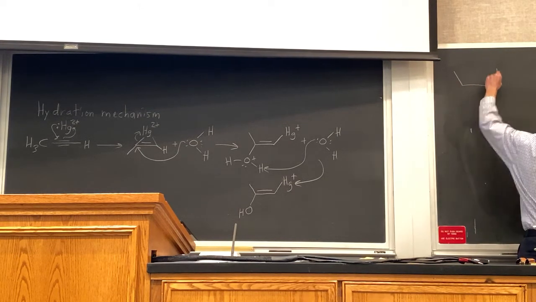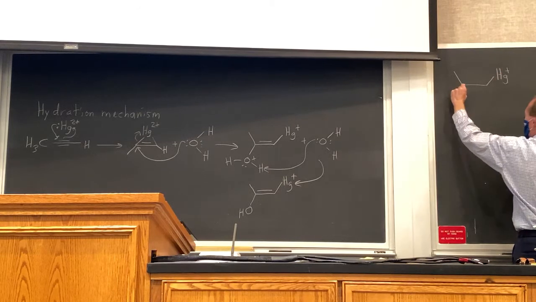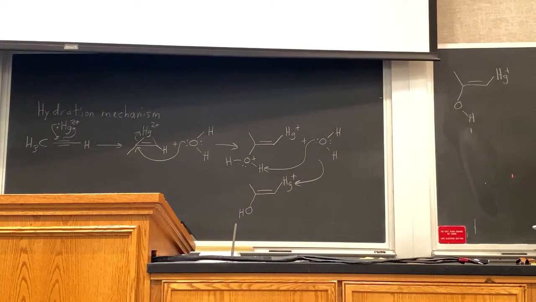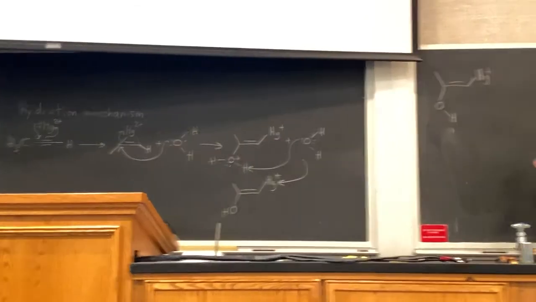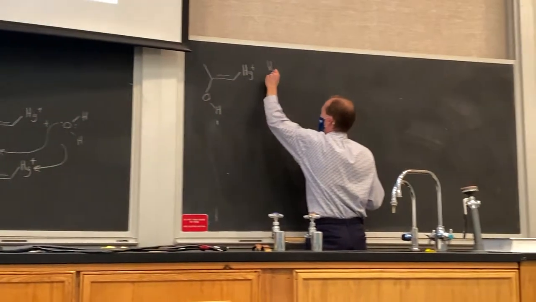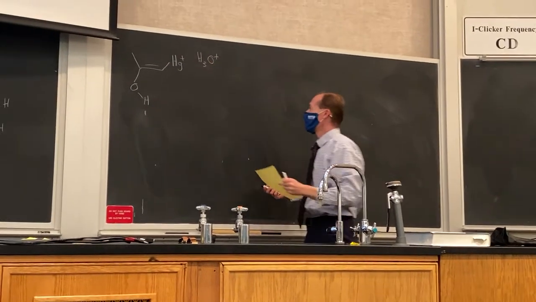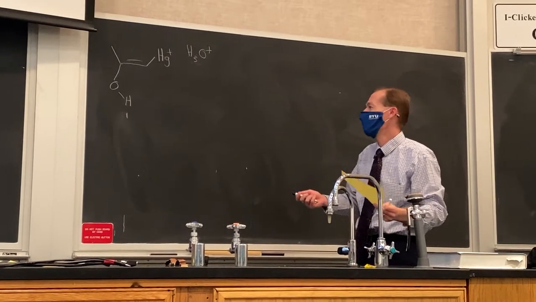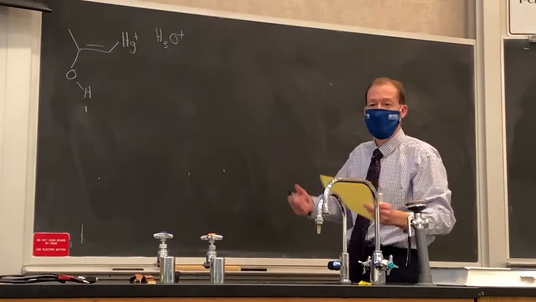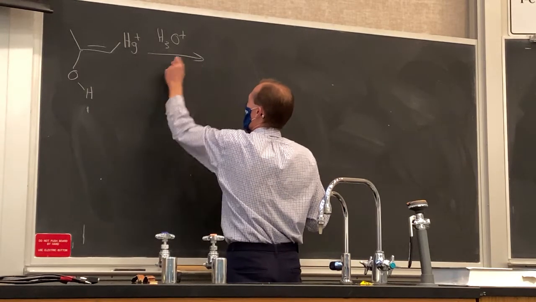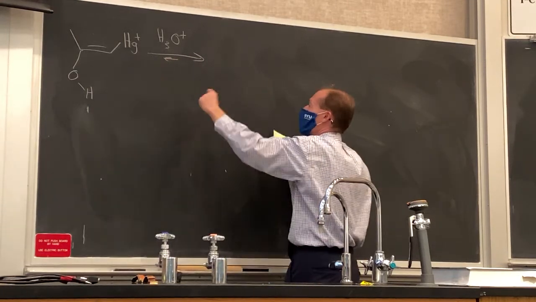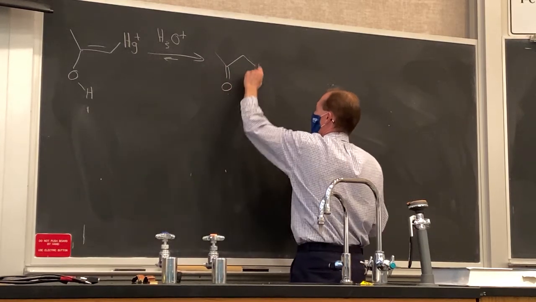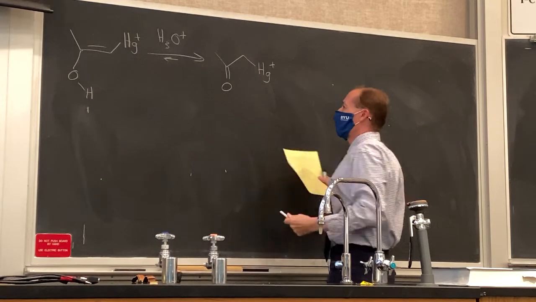So this enol has a mercury ion attached to it, but it's still an enol. So it will react with H3O+, protonating the alkene to generate the resonance stabilized cation. Water will deprotonate the OH to give us the ketone. Again, that's an equilibrium, but that equilibrium is very strongly favored in the direction of the ketone. Okay?